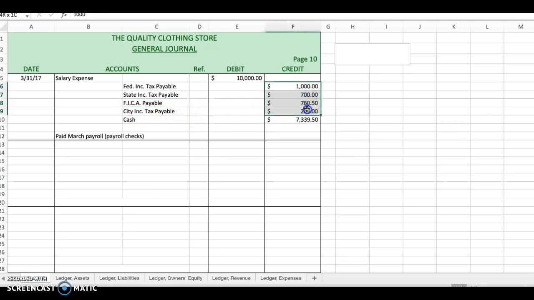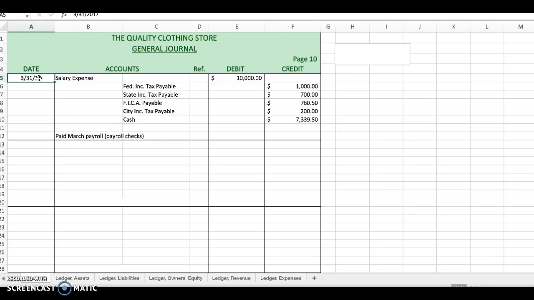These are the deductions or the withholdings from the employee's payroll. They have to pay taxes, and we withhold them, and we will pay them to the federal government or the state government later, or the city in the case of this entry. And finally, cash is credited by 7339.50. This is the net pay that our employees will get. And this is the entry that we started with last time.